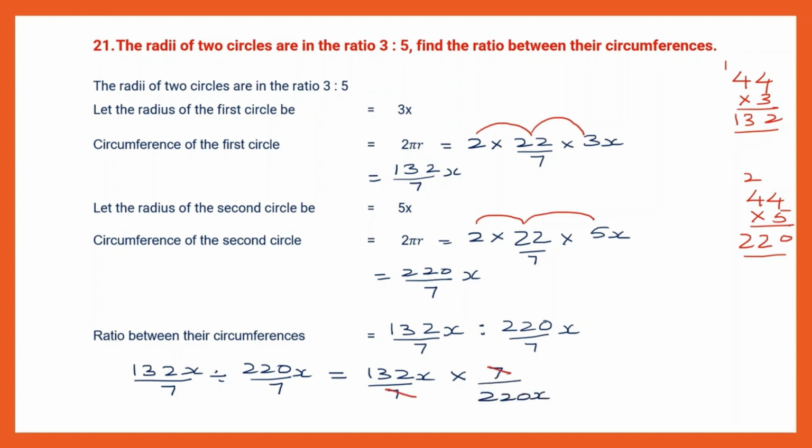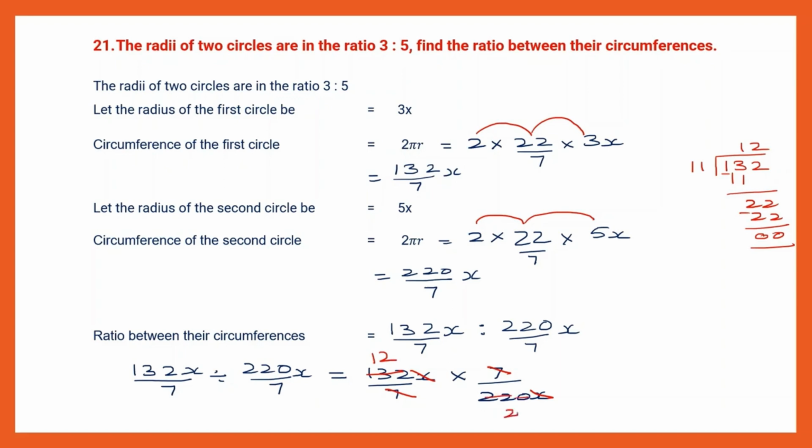Now let's cancel whatever we can. Now 7 and 7 will get cancelled. The x will get cancelled. Now I can cancel 132 and 220 by a common factor. So think of a common factor. 11 can divide both 132 and 220. Now we can do that division separately also. And let's try. Divide this by 11. 11 ones are 11 minus 22. 11 twos are 22. Okay. So 11 into 12 is 132. And this is easy. 11 twos are 22 and the 0.